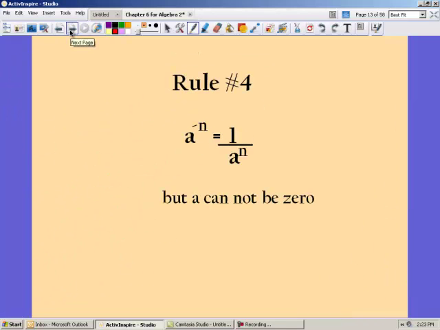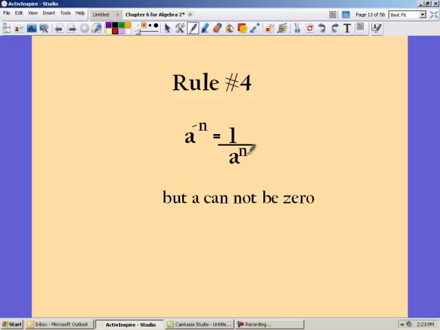Negative exponents are a little different. We do not want to leave our answers with a negative exponent. We always want positive exponents. And so there's a rule to help us transition that. If we have a negative exponent, all we're going to do is flip it. So this a to the negative n, right now it is on top of a fraction bar. If it was flipped, it'd have to go to the bottom. And when you flip it, this exponent becomes positive.